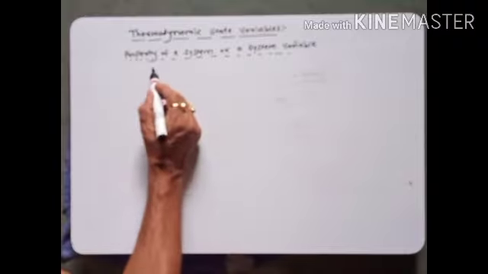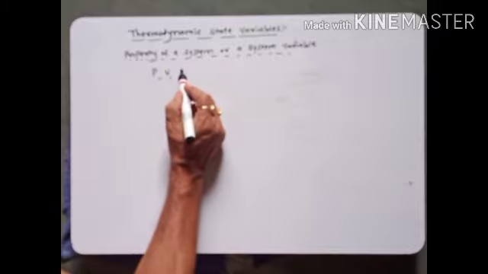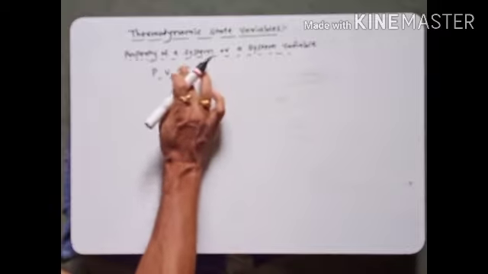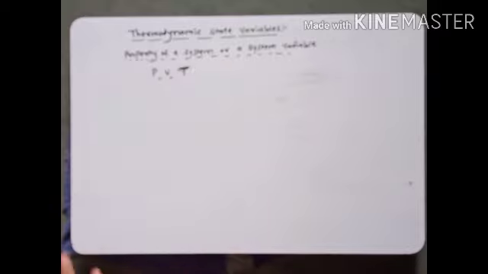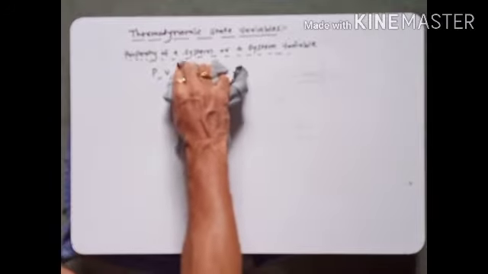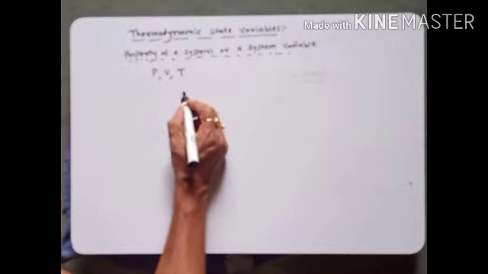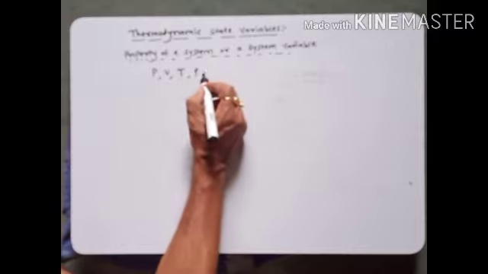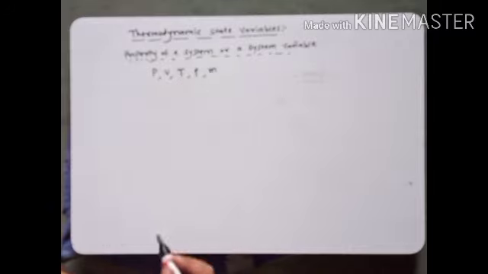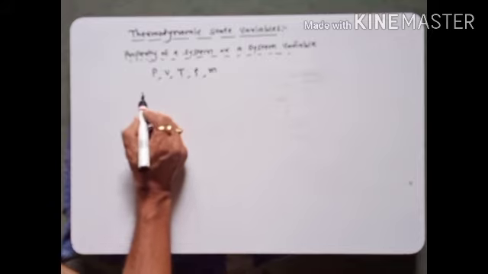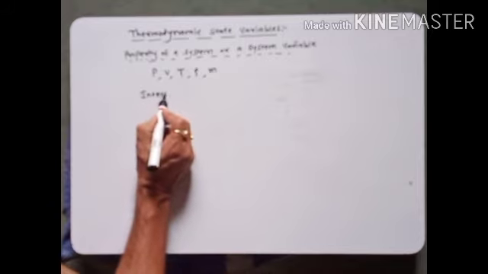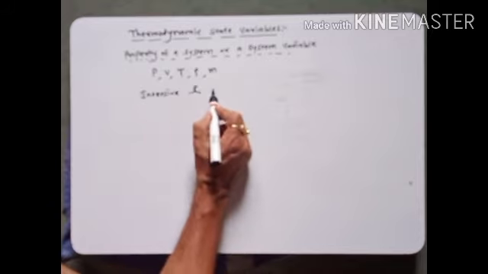We consider, suppose, pressure, volume, temperature, capital T. Now density, rho, and mass, m, are some variables that are used to describe the system. Now in this we consider two types of variables, intensive and extensive.